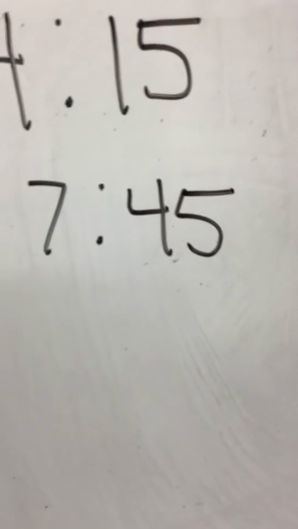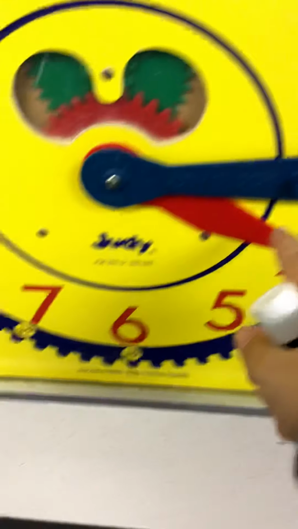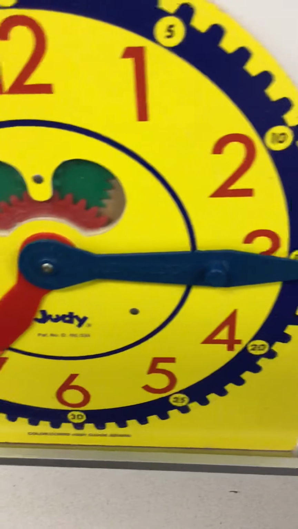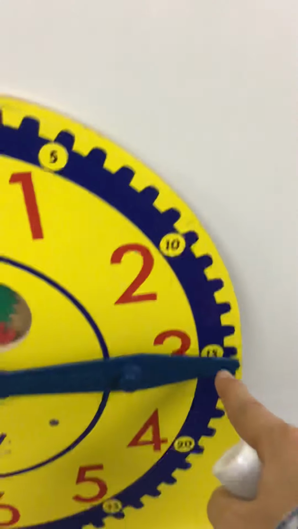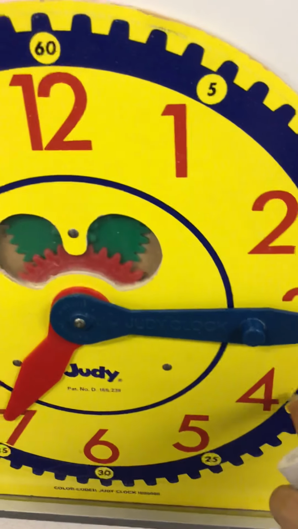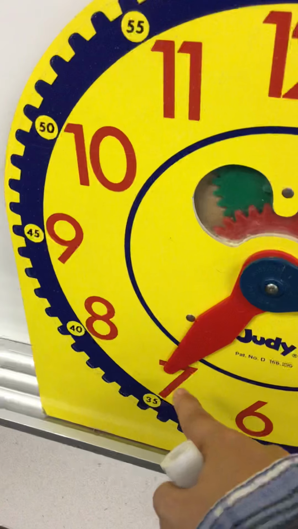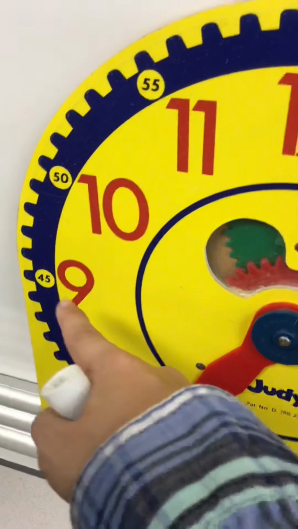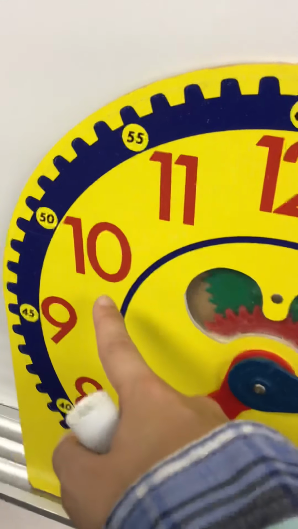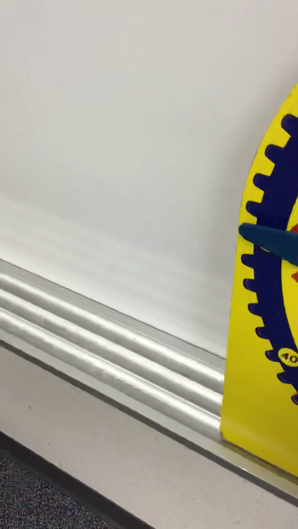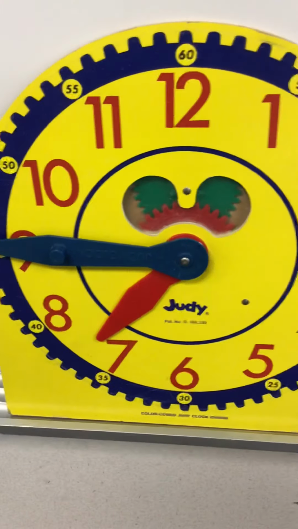Next, we're going to do 7:45. So, we know that 7, our first number, we make our little hand go to the 7. We know this was 15, 20, 25, 30, 35, 40, 45. So our big hand needs to go to the 45. And it is 7:45.